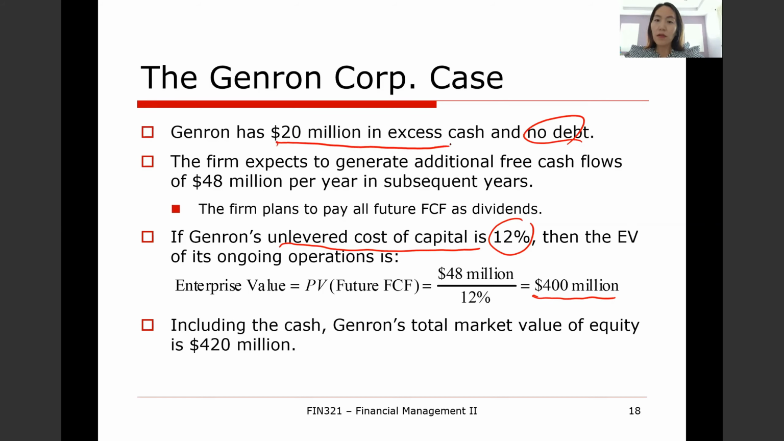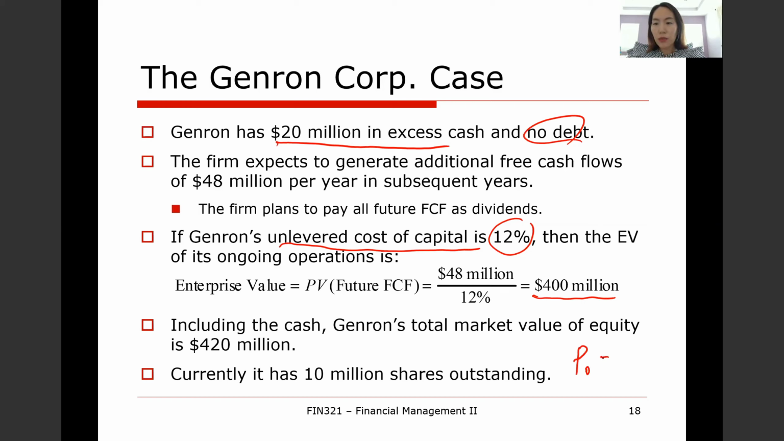So together with the cash, the firm's total market value of equity is $420 million. The firm is all-equity financed, so the enterprise value equals the market value of its equity, which is right now $420 million. Let's further assume that the firm currently has 10 million shares outstanding. What does that mean? It means that the current per share stock price is $42 per share.